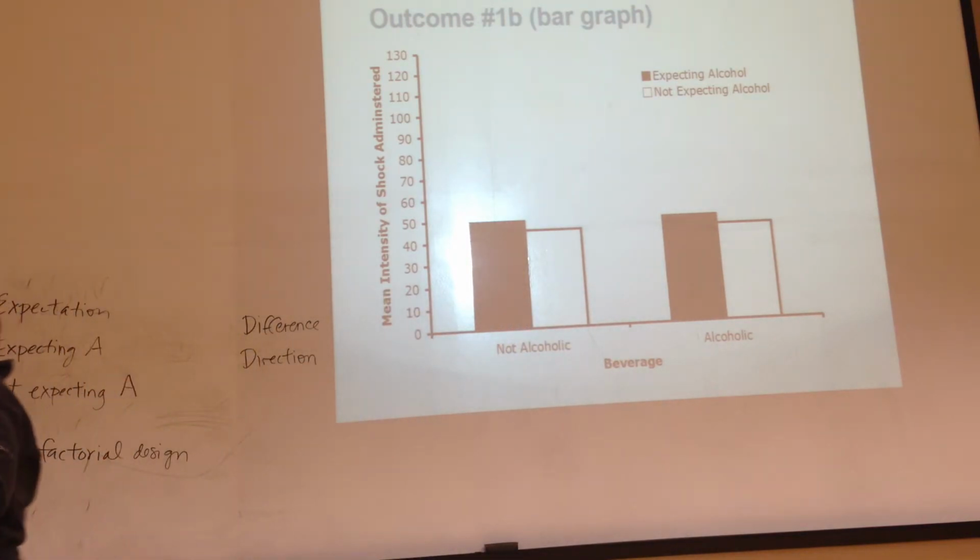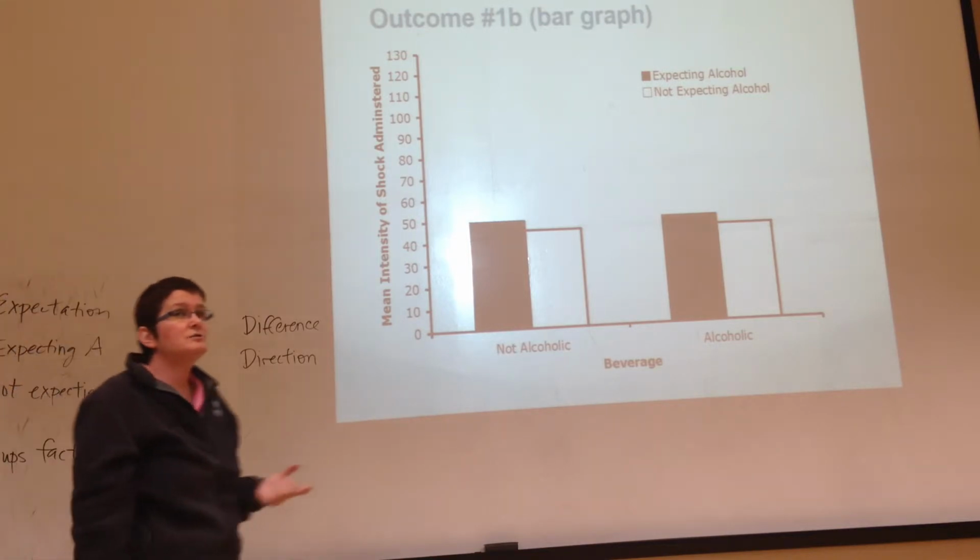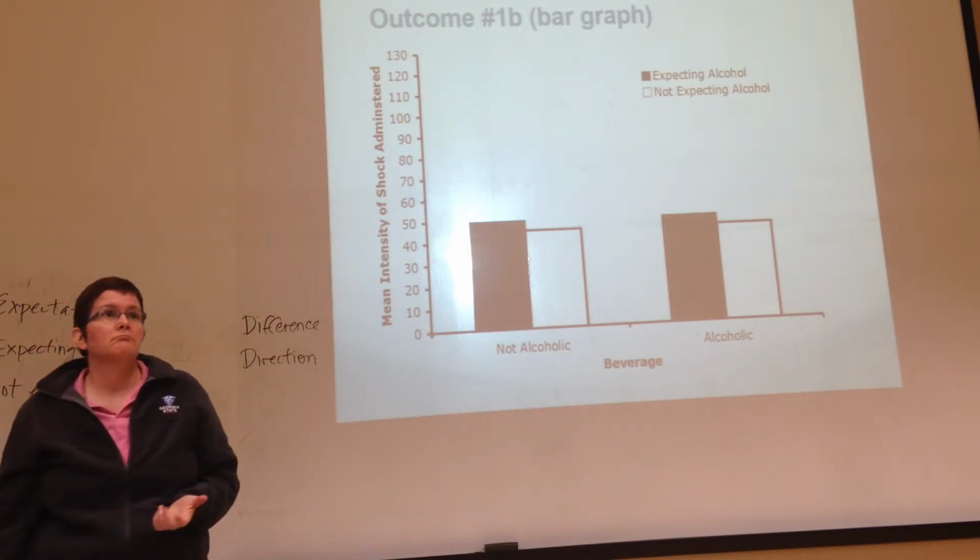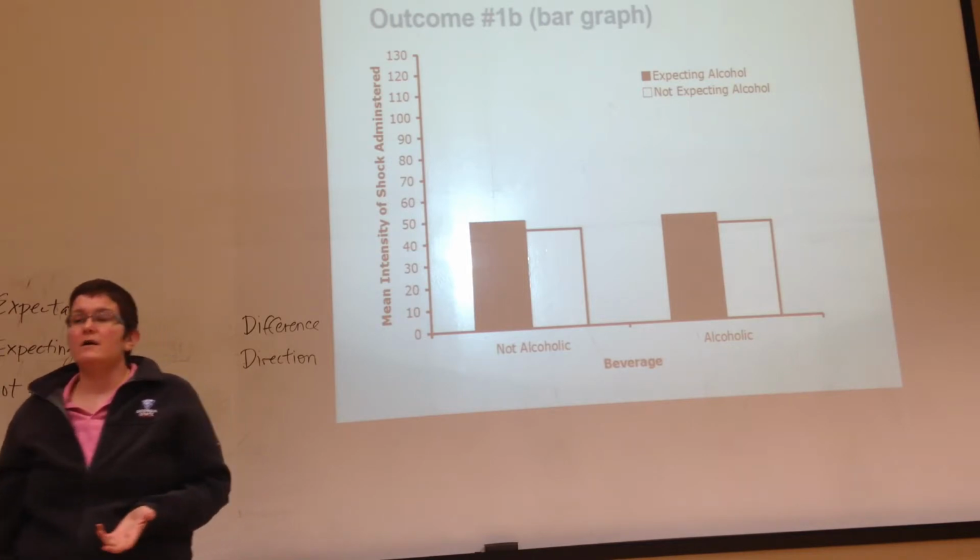All right, now, if I want to figure out if there's a main effect of the variable in the legend, what are the two categories that I'm comparing for the variable in the legend?